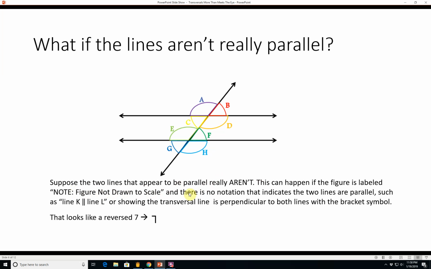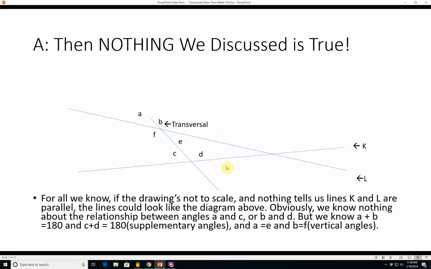On the ACT, however, there's no guarantee the figure is drawn to scale unless they tell you. So you want to make sure there's some notation that says line K is parallel to line L, or something showing the transversal line is perpendicular, in which case it would go up and down, and there would be a little box that shows it's 90 degrees. If you don't see that, then nothing we discussed is true.